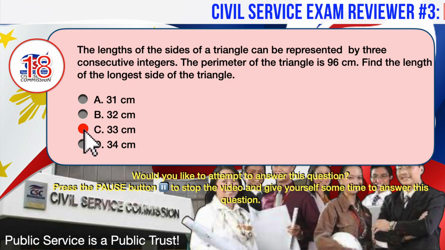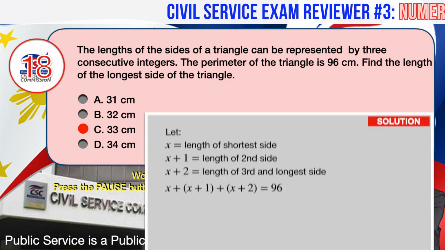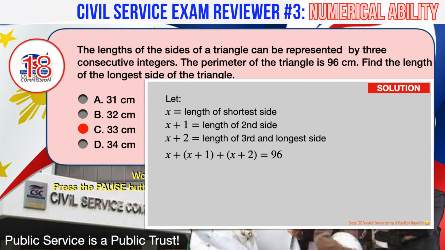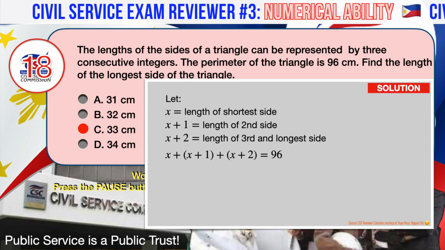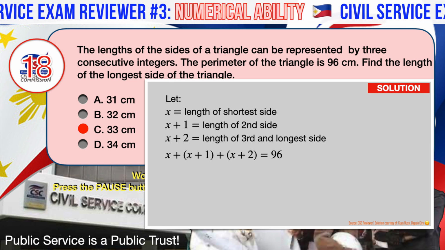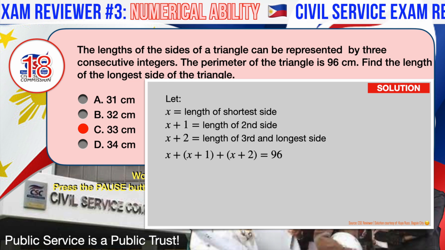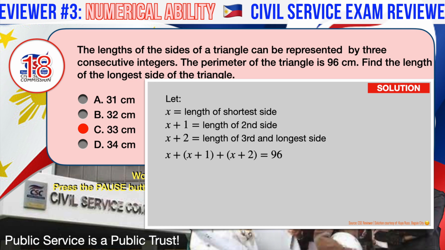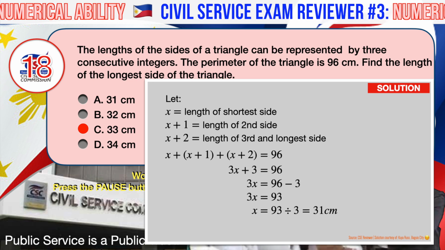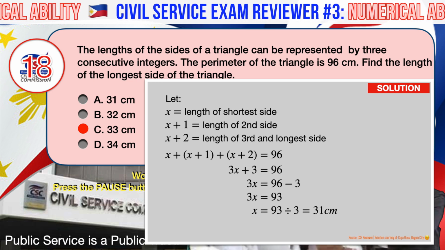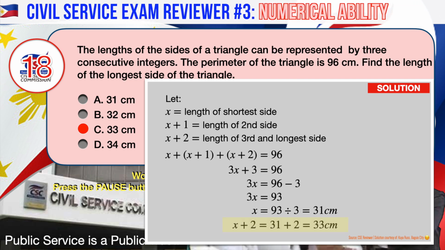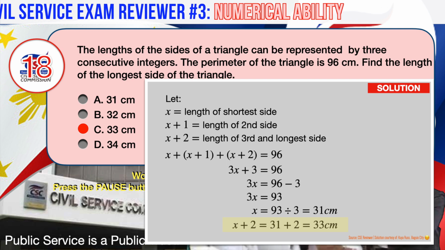The correct answer is C, 33 centimeters. Let x be the length of the first and shortest side of the triangle. Since the lengths of the sides are consecutive integers, x plus 1 must be the length of its second side, and x plus 2 the length of its third and longest side. Since the perimeter of the triangle is given, we can write the equation as follows: x plus x plus 1 plus x plus 2 equals 96. From here we can solve for x, and arrive at x equals 31 centimeters. We are being asked for the length of the longest side, so we solve for x plus 2, which is 33 centimeters.